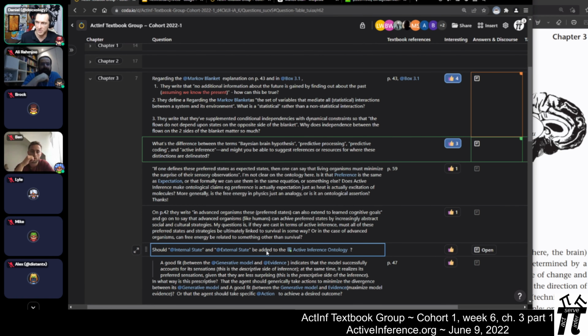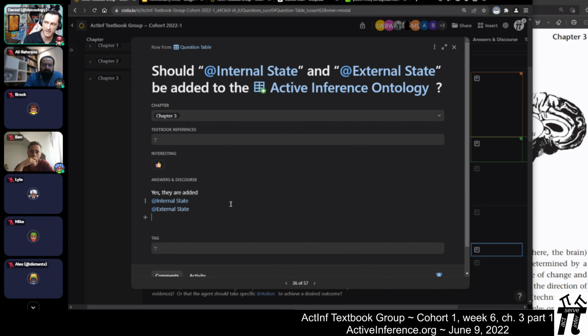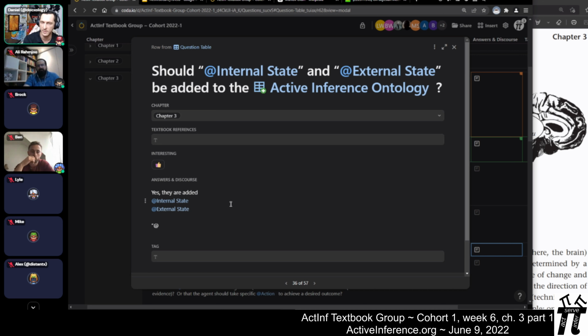This was just a short question. Internal state and external state were added to the ontology, but sometimes, if you have a quotation mark and then an at, it won't bring it up. So sometimes you have to type it with an at first.